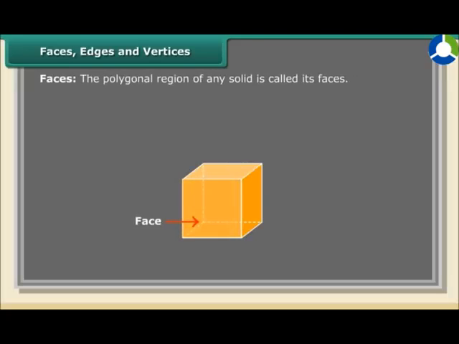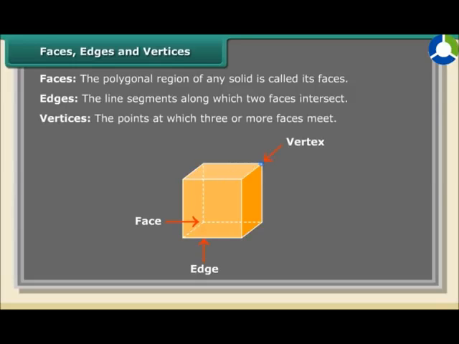Faces, edges, and vertices. Faces: the polygonal region of any solid is called its faces. Edges: the line segments along which two faces intersect. Vertices: the points at which 3 or more faces meet.